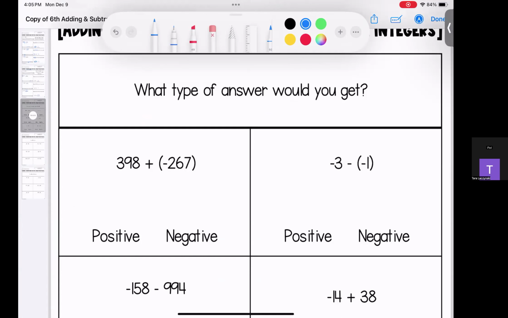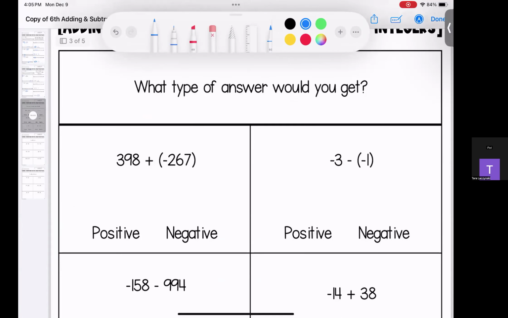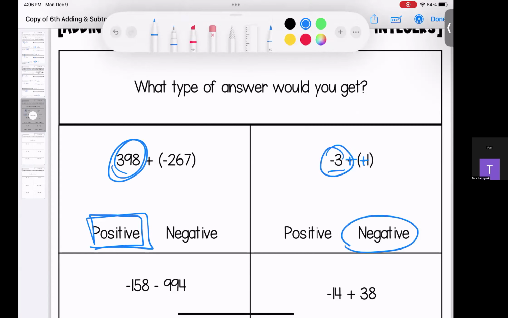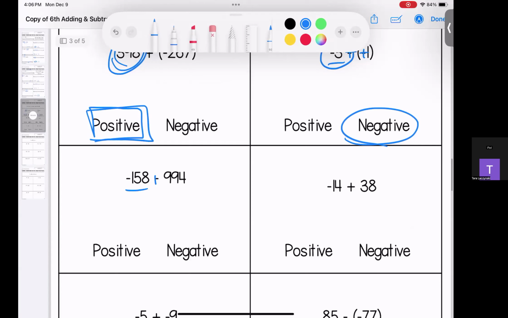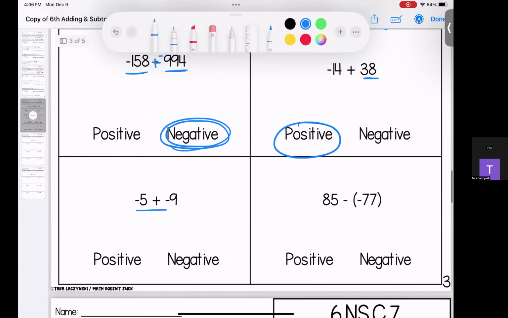You do not need to solve it. You just need to tell me what kind of answer you would get. So different sign difference, bigger number is bossy, it would be positive. Keep, change, change, bigger number is bossy, it would be negative. Keep, change, change, bigger number is negative, and they're both negative, it's going to stay negative. Over here, bigger number is bossy. Over here, they're the same. They're growing in their negativity. Keep, change, change. The boss says make it positive.